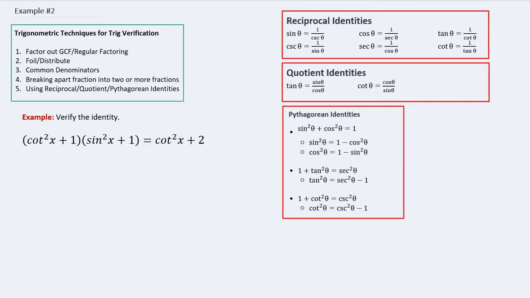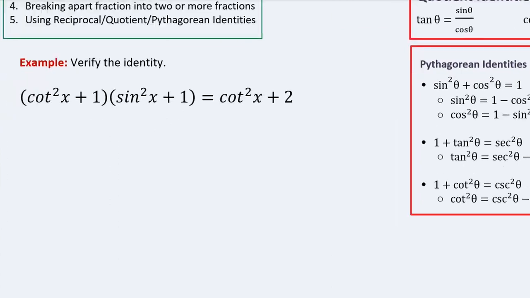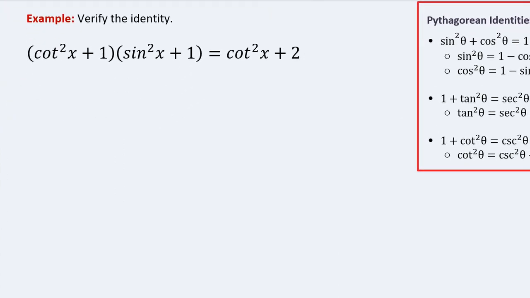Now let's look at a second example. If we think about our trigonometric techniques up there, this one looks like I could FOIL, first, outside, inside, last, or box method, however you like to do things. So if I use my FOIL method, since that's what I could algebraically do to simplify the left-hand side, cotangent squared times sine squared is cotangent squared sine squared.